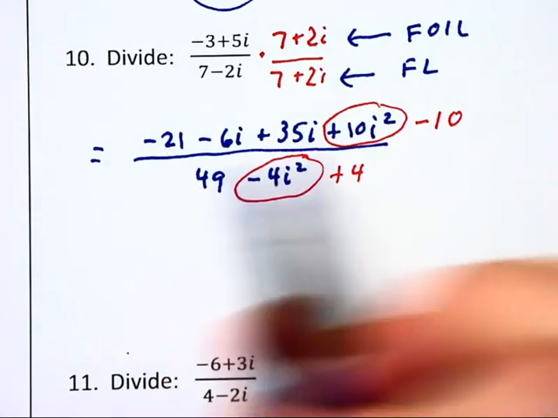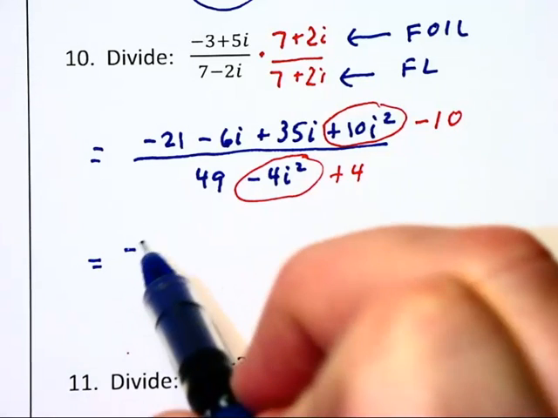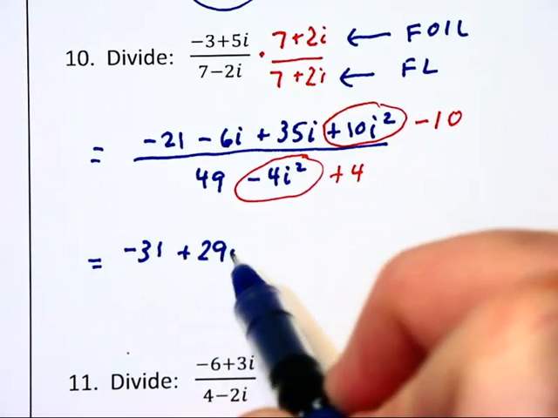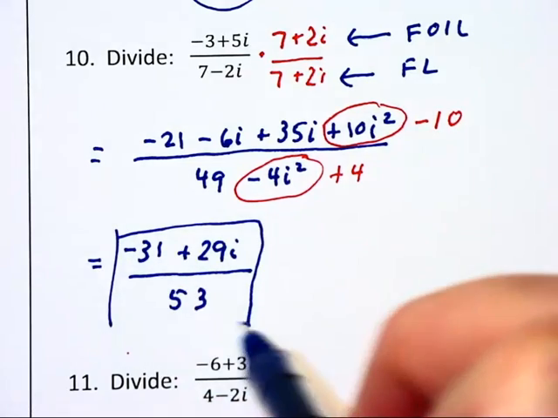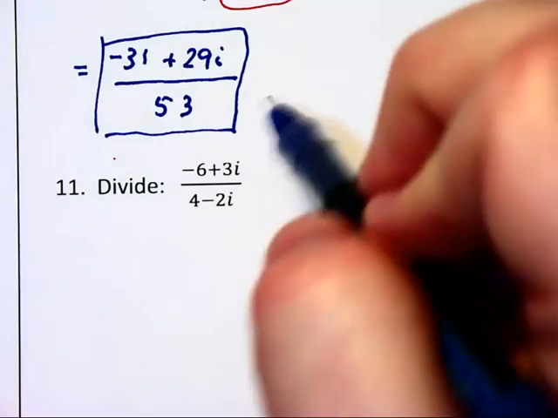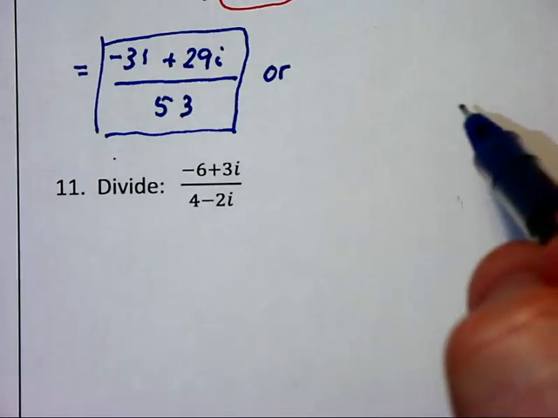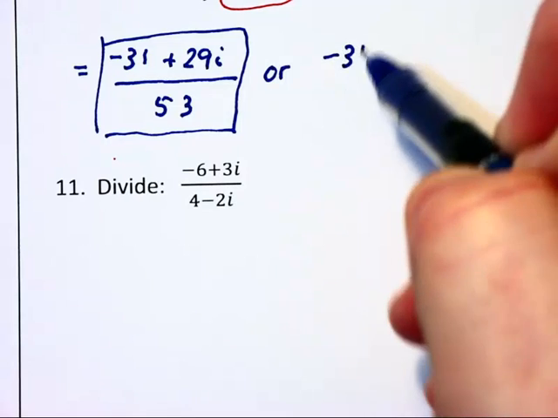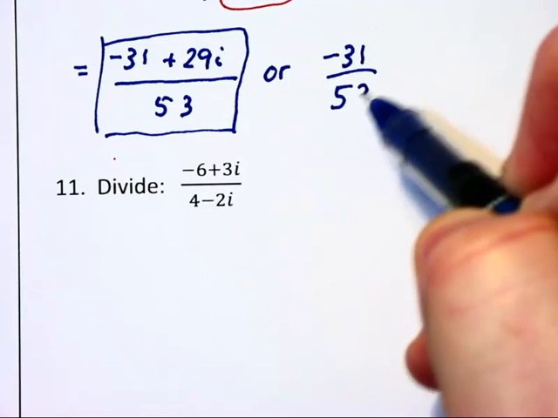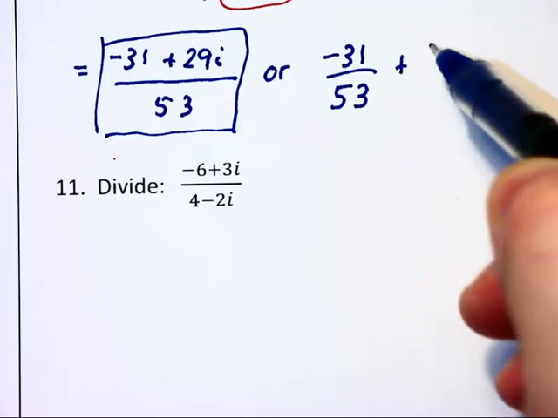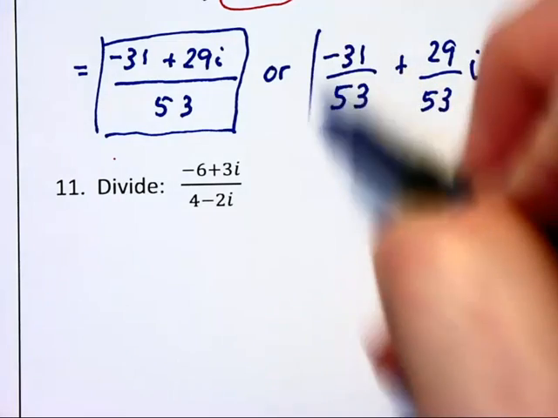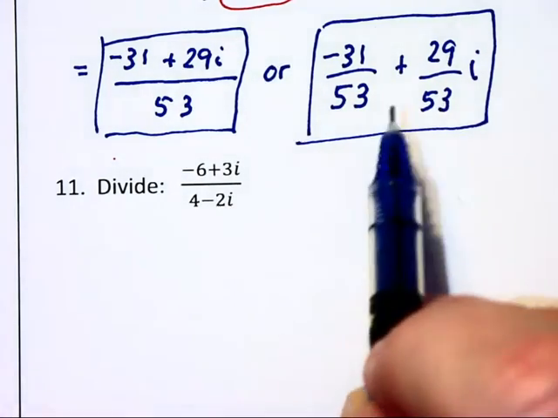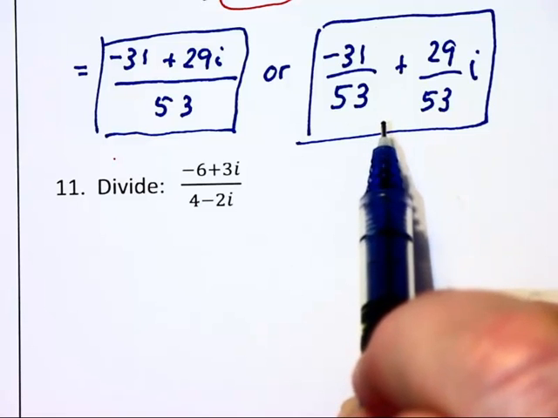Simplifying further, negative 21 minus 10 gives us negative 31 plus 29i all over 53. Now you need to check with your teacher here, because some teachers are okay with you writing your answer in this form, while others say complex numbers need to be written in a plus bi form, and they will ask you to rewrite this specifically in a plus bi form, which gives you 29/53 as the value of b in front of i. Technically, this second way is more correct when it comes to writing out your solution.